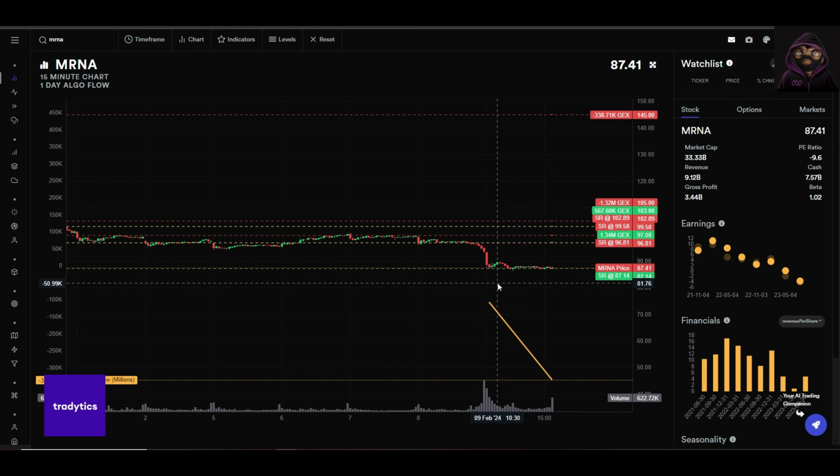You can see if you go onto the daily that the last time it dipped all the way down there, it did come back up. But interesting to see, we do have a support level right here, 87.14. All right, and we're at 87.41. So holding here is important.